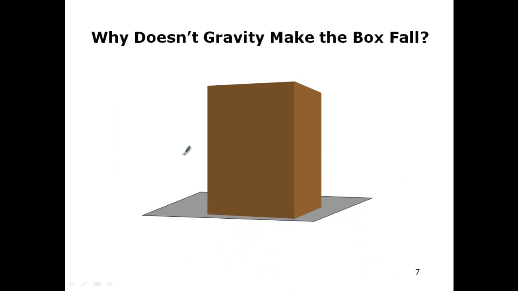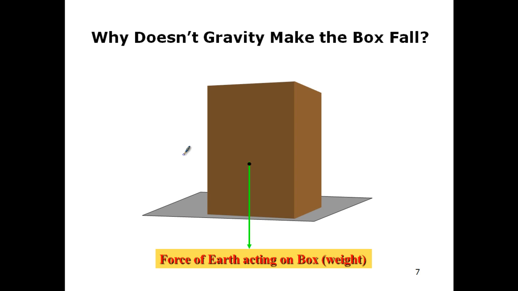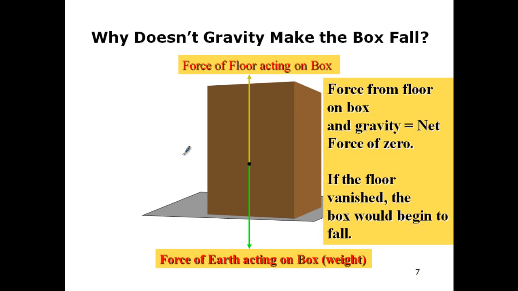So why doesn't gravity make the box fall? We've talked about this before. Because there's a force of the Earth acting on the box, pulling it down. Force of the Earth is called weight, force of gravity. There's also a force of the floor acting on the box, pushing it back up. So the force from the floor on the box and gravity equals the net force of zero. So if the floor vanished, what do you think is going to happen to the box? It's going to fall, because there's no force pushing the box up anymore.